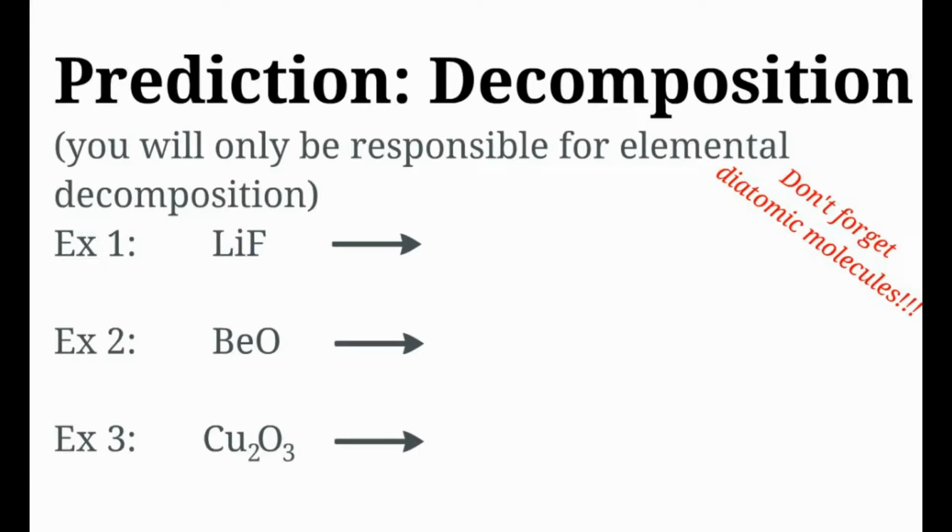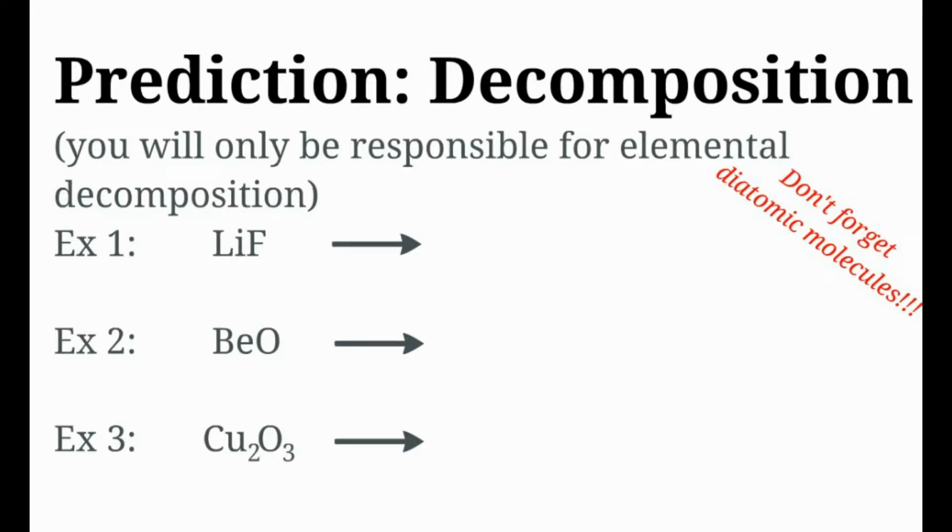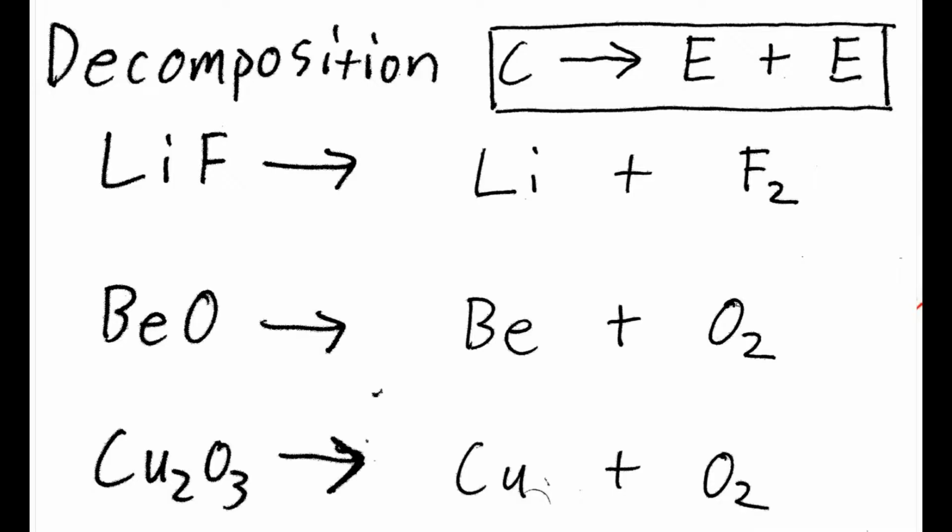But that's where the third part comes in. It says, don't forget your diatomic molecules. This is the part where people miss on decomp. They forget to look if they're diatomic. So number three is, if it's diatomic, and don't forget, they're over there, the Hadnoff-Clebri. Diatomics get a subscript of two. So which one's a diatomic? F. Is Li a diatomic? No. And that's how you do it. Fourth step is balance. Sorry.